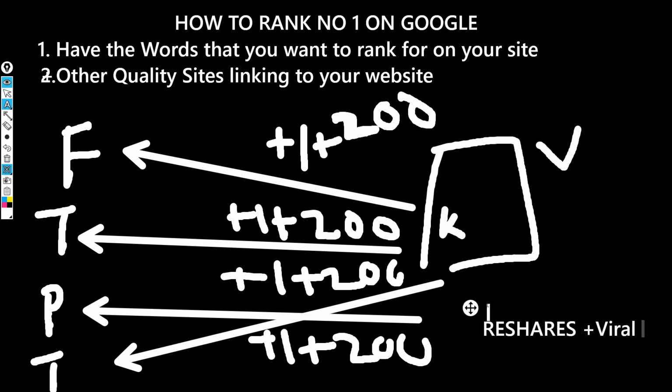Writing viral content is really easy, guys. It's as simple as it is. I'm just going to show it to you right now, but first get an idea. To rank number one on Google, you need to have a keyword on your website, and the second thing is other high quality websites linking to your site. To do that is very easy. Just share it on Facebook, Twitter, Pinterest, a lot of other social media platforms, and then create viral content.